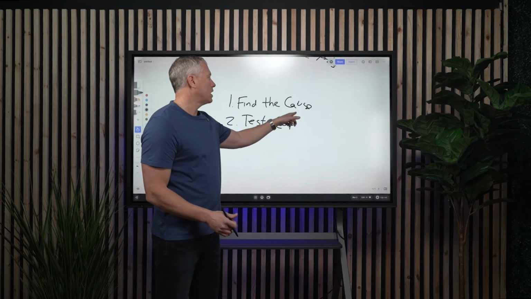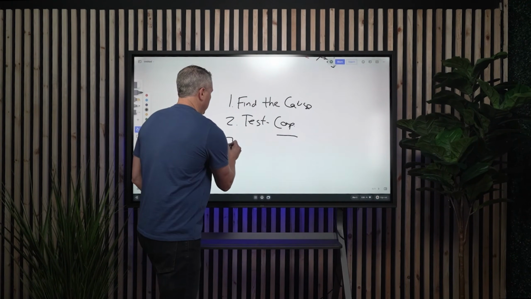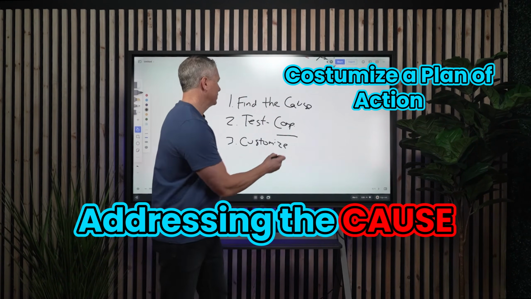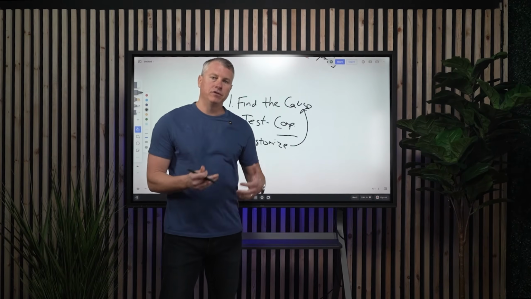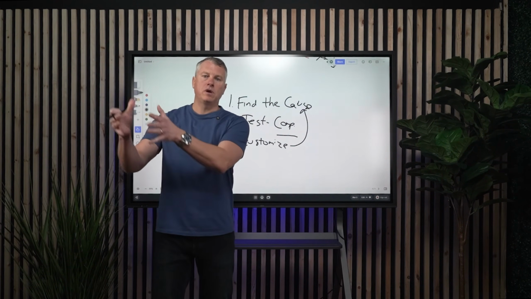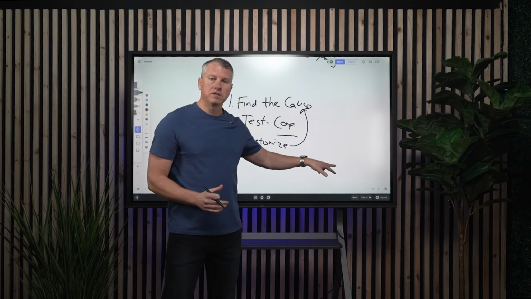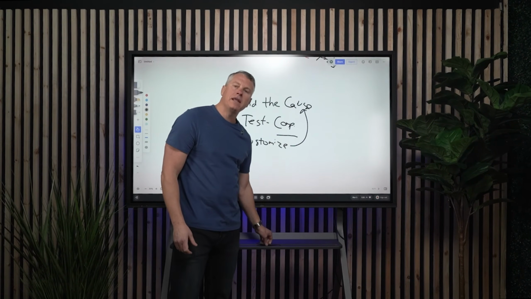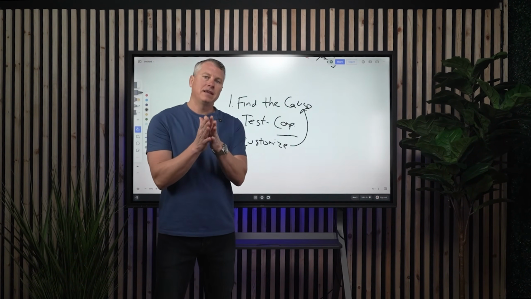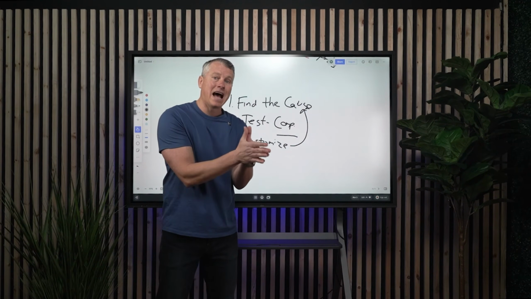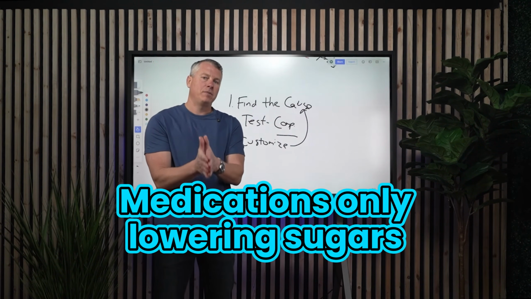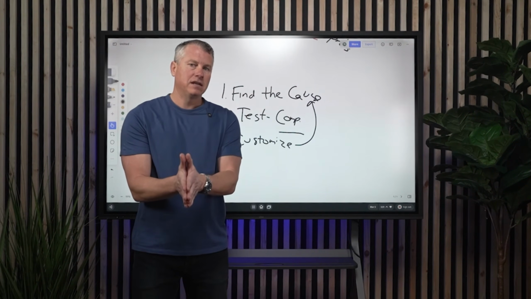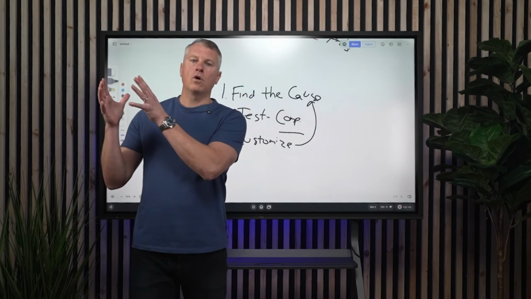Once we find the cause by doing proper testing, we have to customize a plan of action that's going to address the cause. How many problems do you have? Do you have 10 problems? 15? 30? This is where the customization comes into play. And the great news is that the customized solution is not more medications. There are no medications currently being utilized that have been shown to reverse diabetes. Not one. They have all been identified to lower sugars, and they do a great job at that in many cases, but not one has ever been identified to actually stop the progression or reverse diabetes.